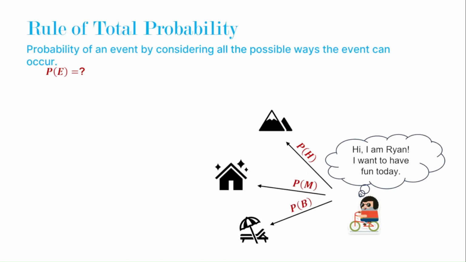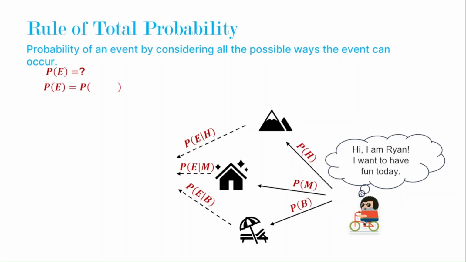Let P(H) be the probability of hiking on a hill, P(M) be the probability of visiting the museum, and P(B) the probability of going to a beach. And then we look at the probabilities of enjoying each of these events. Let us write them as P(E|H), that is the probability of enjoying when Ryan goes hiking, P(E|M), which is the probability of enjoying when he visits the museum, and the probability of enjoying if he goes to the beach is P(E|B).